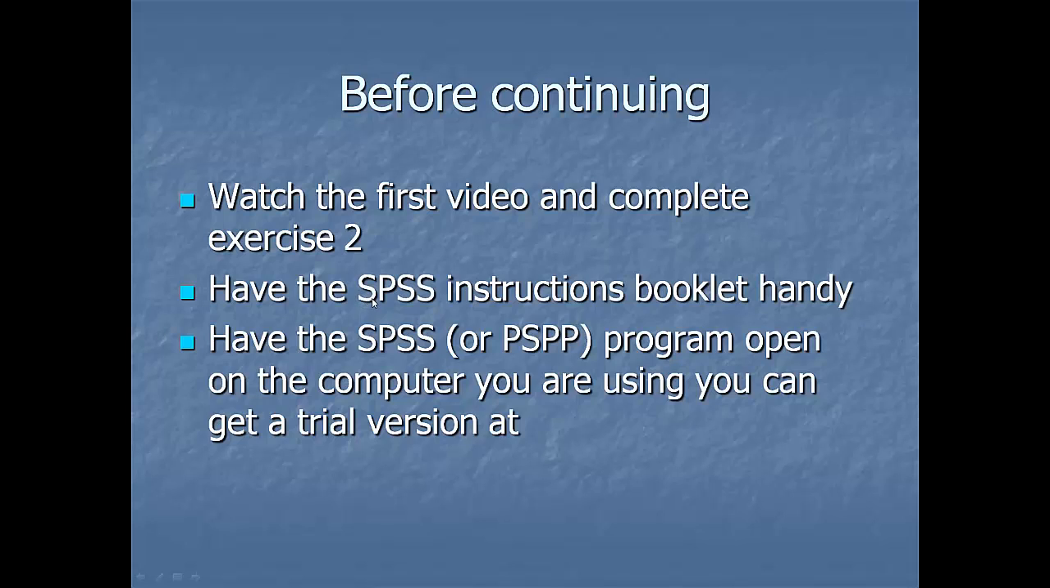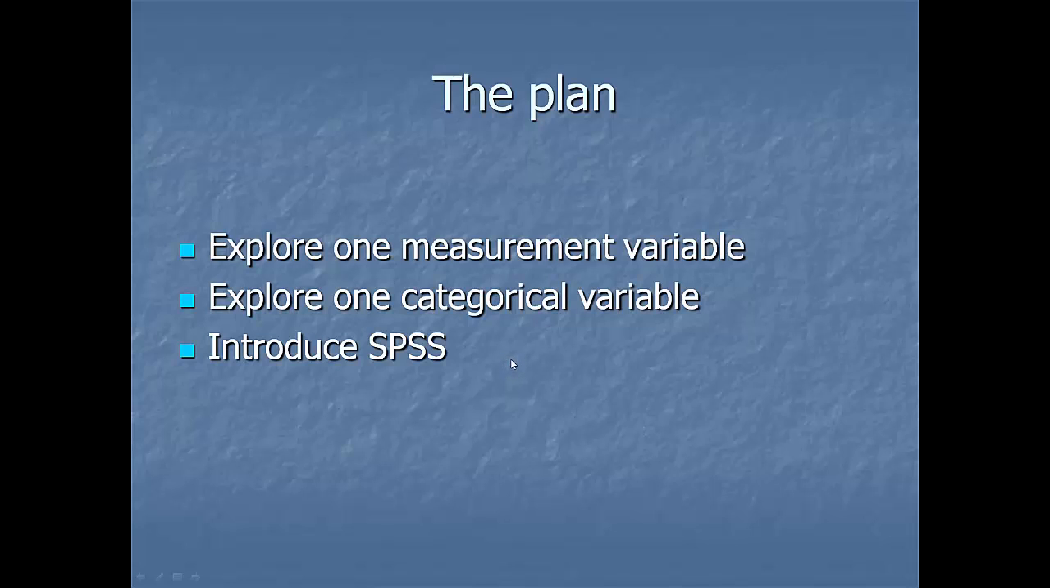Before continuing, I'll make sure you watch the first video and that you've completed exercise 2. So that gives you a little bit of experience with preliminary data analysis. You have to have a SPSS instructions book handy, and I'd like you to have the SPSS program open on the computer you're using, or PSPP. And I've sent you information about how to download PSPP and SPSS separately. So today, in this video, we're going to be exploring one measurement variable, exploring one categorical variable, and introducing SPSS.